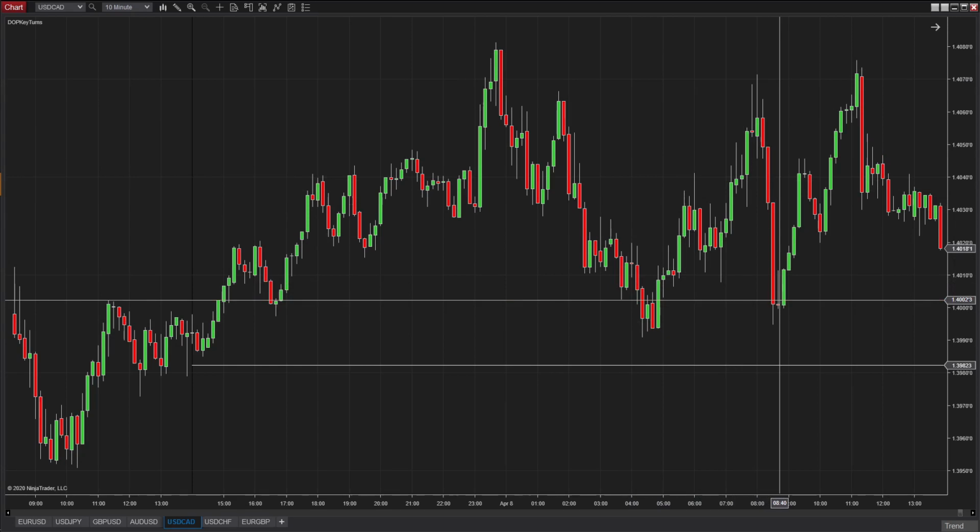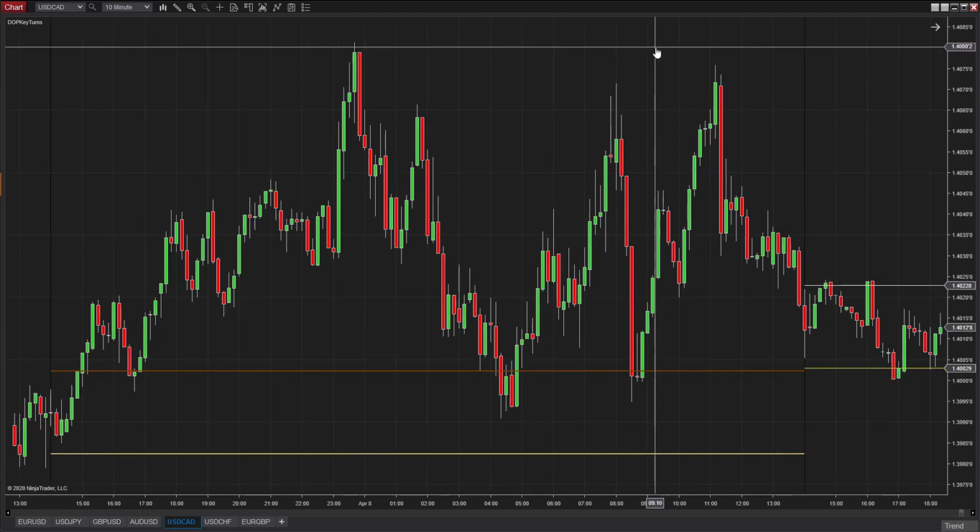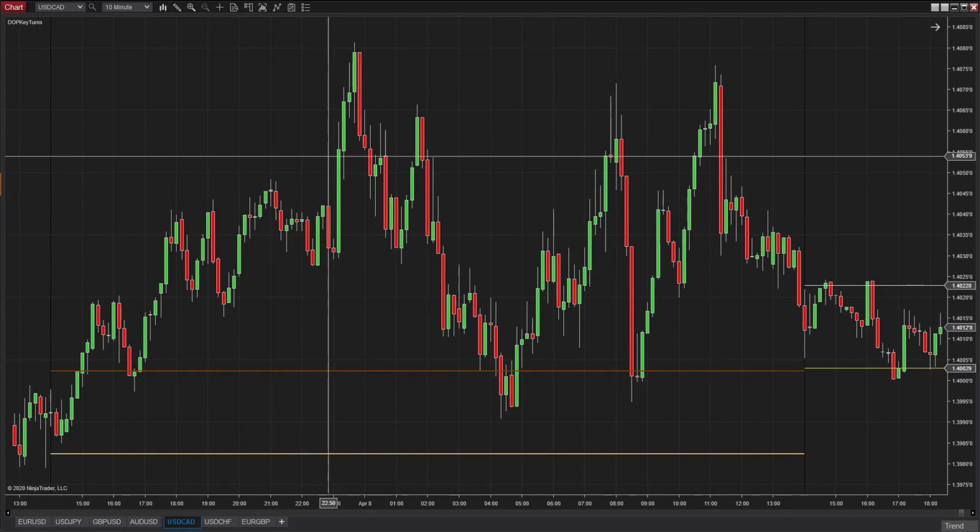And then here, they come down. We're trying it short. They can't hold below here. We're buying the breakout, and they rally another 75 pips before coming back down here to test it again.